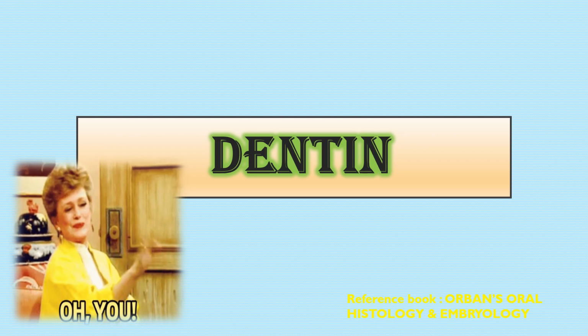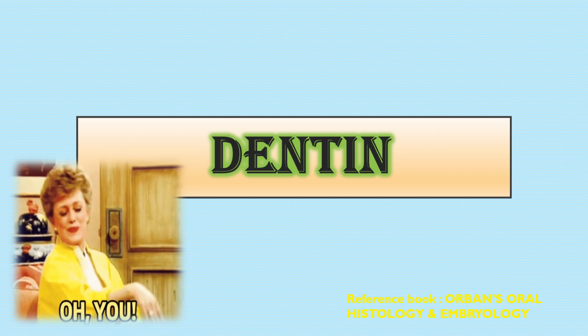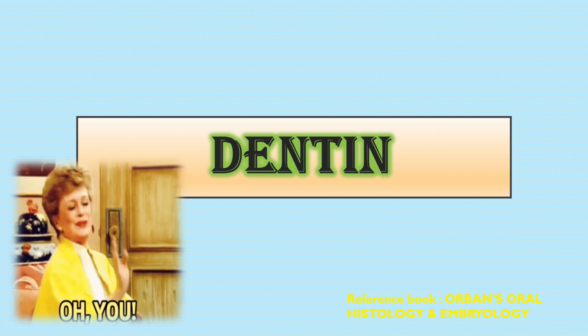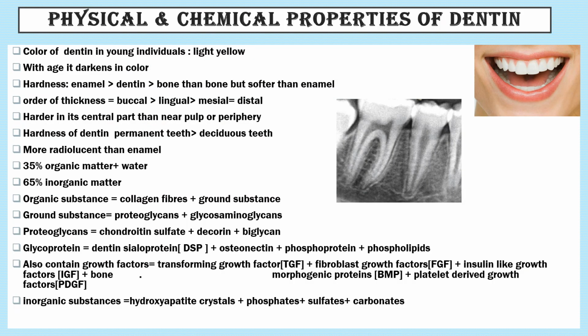Today we will be learning about dentin, which is a very important part of the tooth and which is responsible for tooth sensitivity and pain also. Okay, so like any other tissues, like enamel or the pulp, it has some physical and chemical properties also. So let's get into the physical and chemical properties of dentin. The color changes with age. In younger individuals, it is very light yellow, and with age, it darkens in color.